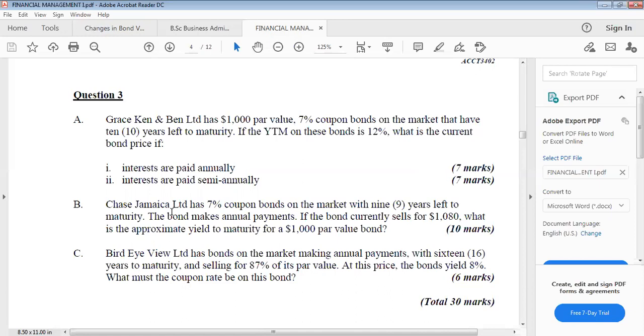Birdview Limited has bonds on the market, making annual payments with 16 years to maturity. They sell for 80% of par value. At this price, the bond yields 8%. What must the coupon rate be on this bond? I'm going to ask you to write out these questions, and then I will show you the answers, please.